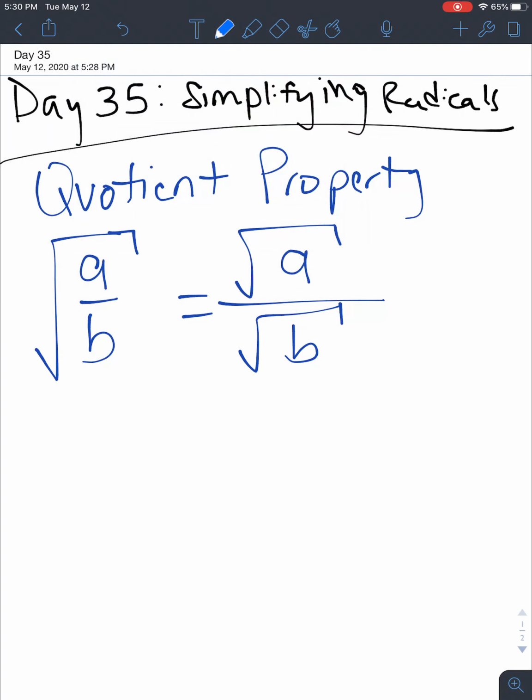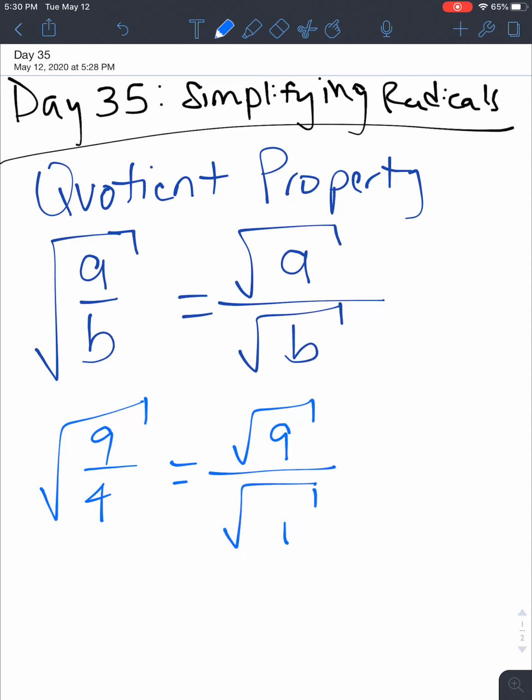So that means if we had something like the square root of 9/4, well, that's messy. That's not going to be pretty, right? Like 9/4, that's like 2.25. The square root of 2.25, well, that's not very helpful for us. But if we were to split this up using our quotient property, instead of the square root of 9/4, if we had the square root of 9 over the square root of 4, well, now we can go ahead and simplify.